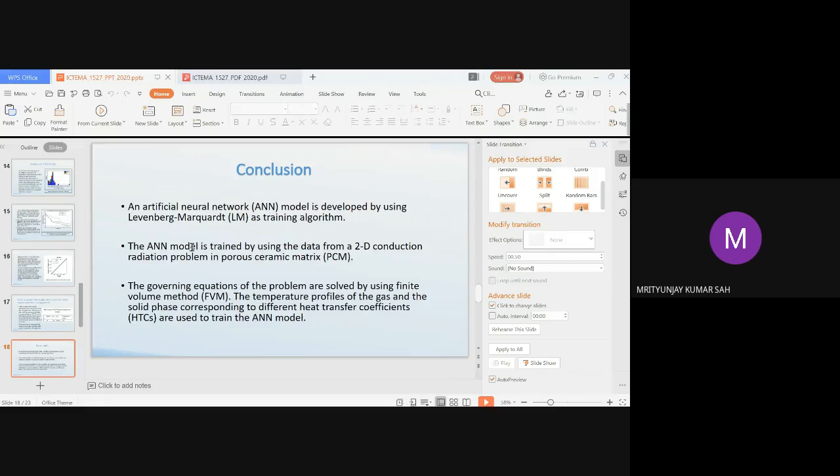And the ANN model is trained by using the data from a 2-dimensional conduction-radiation problem in a porous ceramic matrix. The governing equations of the problem are solved by using the finite volume method, FVM. The temperature profiles of the gas and the solid phase corresponding to the different heat transfer coefficients, HTCs, are used to train the ANN model.